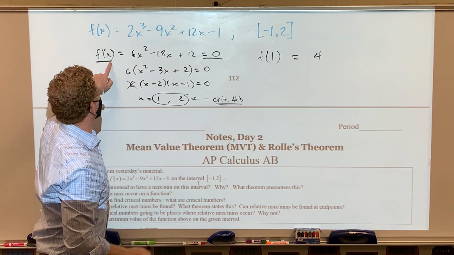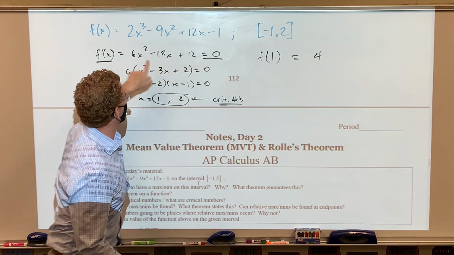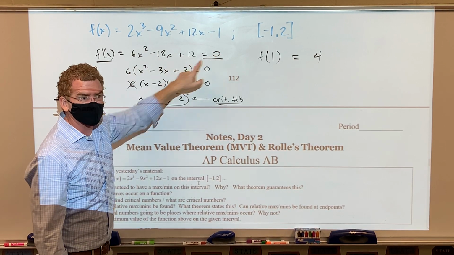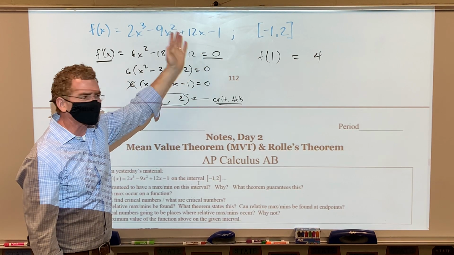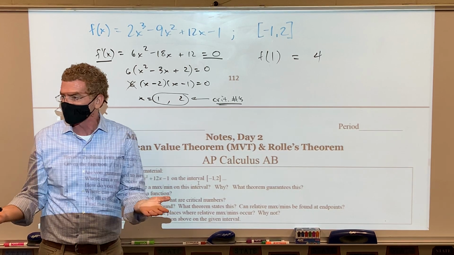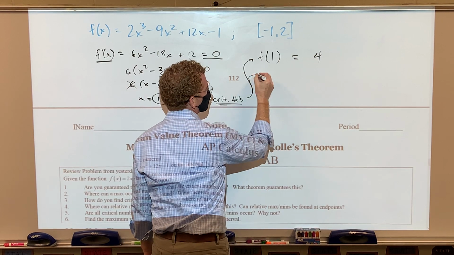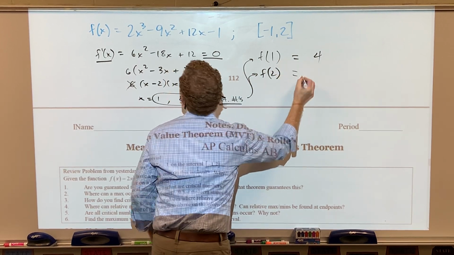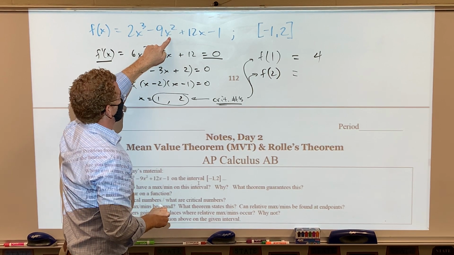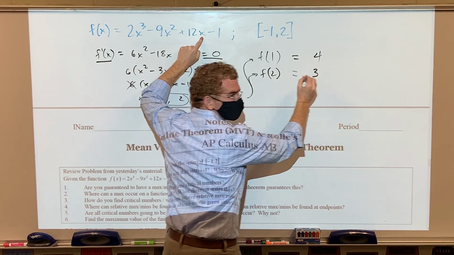Now if you're wondering why I didn't plug into the derivative: I don't want to know the slope there. If I plugged a 1 in there, I'd get 0 because it was a solution to that. I already know the slope is 0. I want to know the y value there because I'm looking for the max, the biggest y value. So I'm going to check these critical numbers. I plug a 2 in and I get 16 minus 36 is -20, plus 24 is 4, minus 1 is 3, I think. Hopefully I didn't make an error.